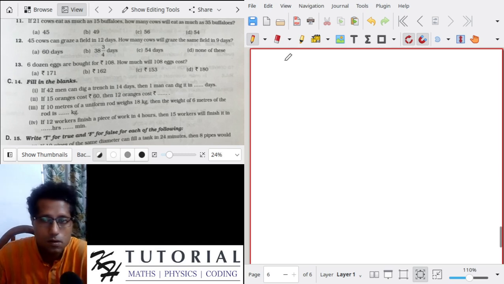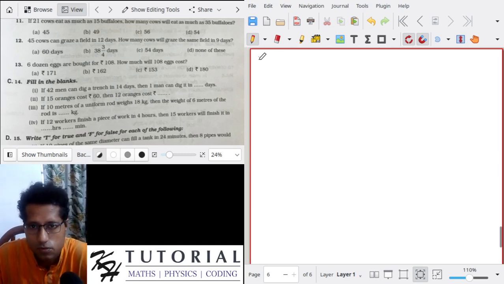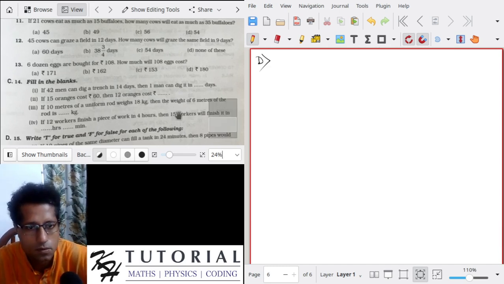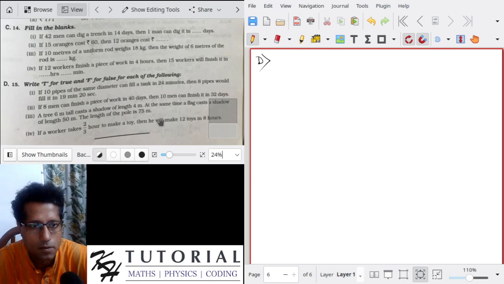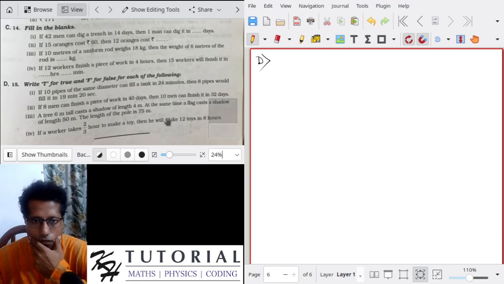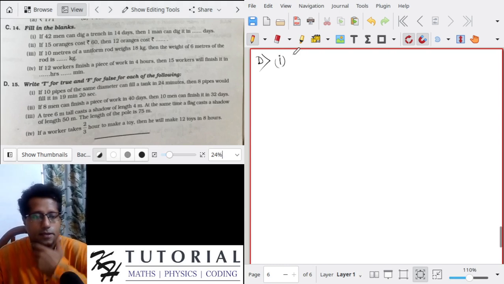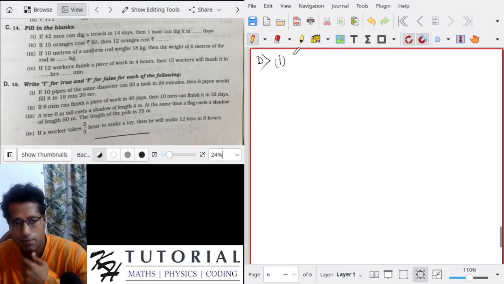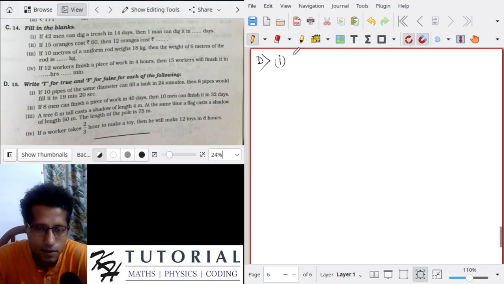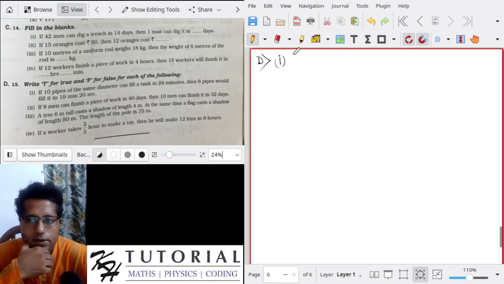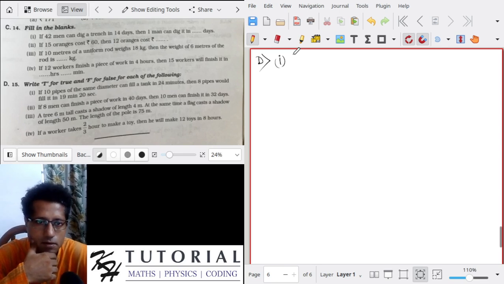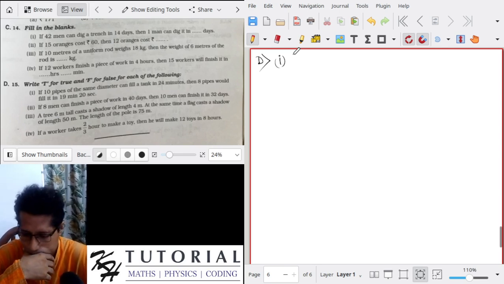Let's do now section D, which are true false statements. Write T for true and F for false for each of the following. Okay, so part 1 is saying that if 10 pipes of the same diameter can fill a tank in 24 minutes, then 8 pipes would fill it in 19 minutes 20 seconds.